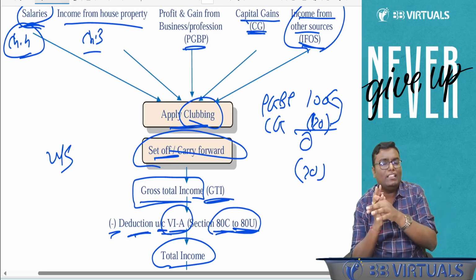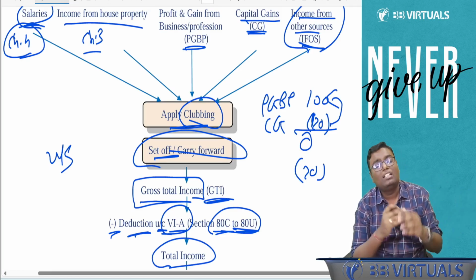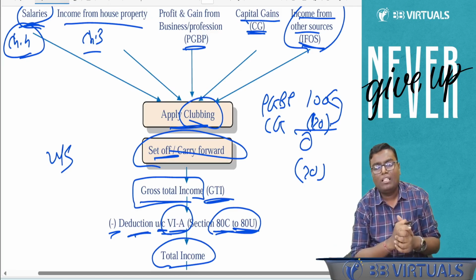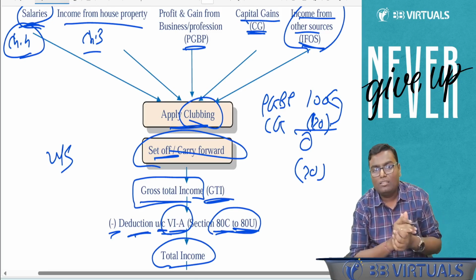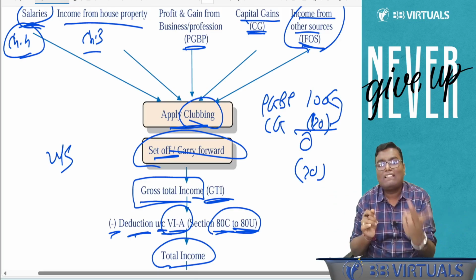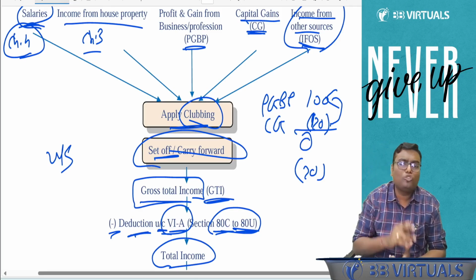Income from salary, income from house property, PGBP, that is profit and gain from business and profession, capital gains, IFOS, that is income from other sources. Then what did we apply? Clubbing. And if there are losses in one head and profit in another head, what did we apply? Set off and carry forward. Then we got one figure, which is called gross total income.